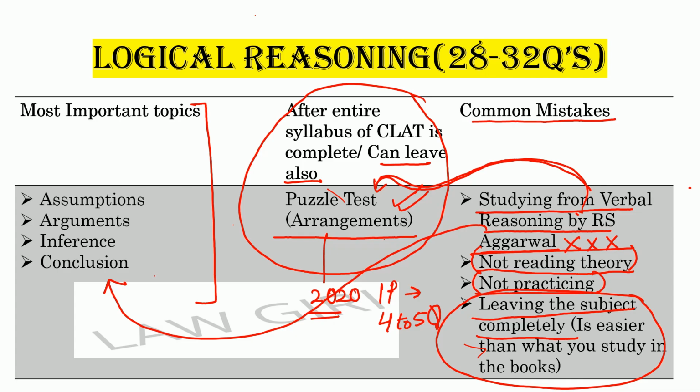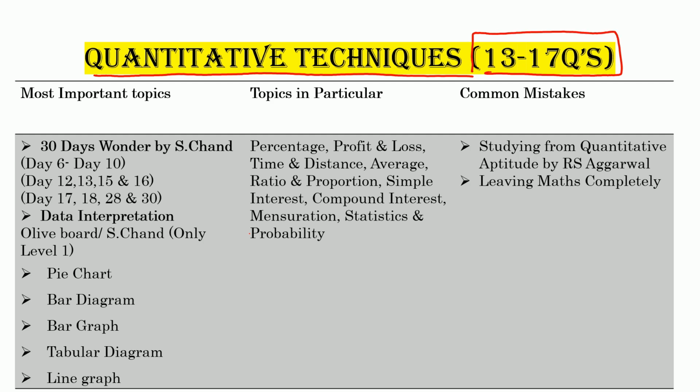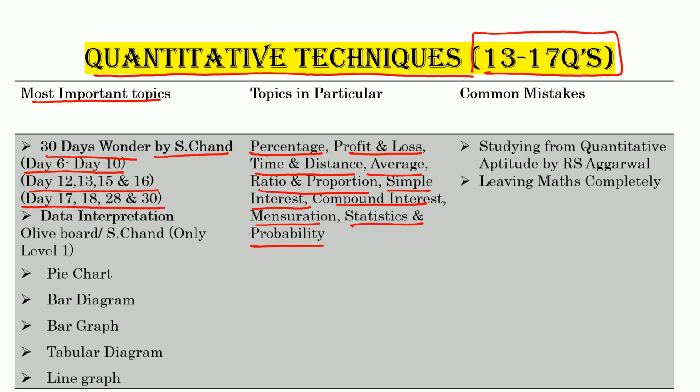Okay, let's move on to the next section. Quantitative techniques, maths. 13 to 17 questions are going to be there. The most important topics that you need to cover: 30 Days Wonder by S. Chand, day 6 to day 10, day 12, 13, 14, 15 and 16, day 17, 18, 28 and 30. So basically the topics, if you have some other book and you want to know the particular topics, I've mentioned them here: percentage, profit and loss, time and distance, average, ratio, proportion, simple interest, compound interest, mensuration, statistics and probability, right?